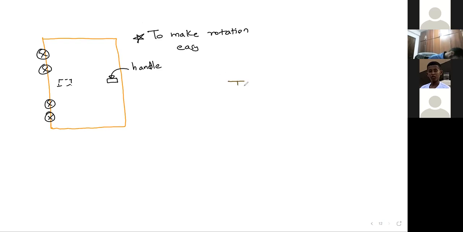So to rotate something, what do we need, students? We need torque. And what is torque? I have already defined it, right? Force into the perpendicular distance between the line of action of force and the pivot point, correct? That is the beauty of it. Any doubts? Are you sure? Everything is clear.